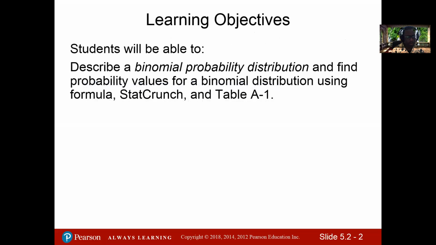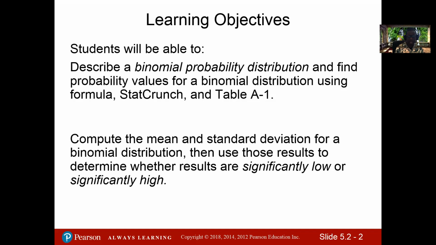Okay, the objectives. At the end of this, you should be able to describe a binomial probability distribution and find probability values for a binomial distribution using a formula, StatCrunch, or the table. You will need table A1. If you don't know, go to the files and go to tables, and that's what you need for this section. The second is to be able to compute the mean and the standard deviation for the binomial distribution. So take note of that.